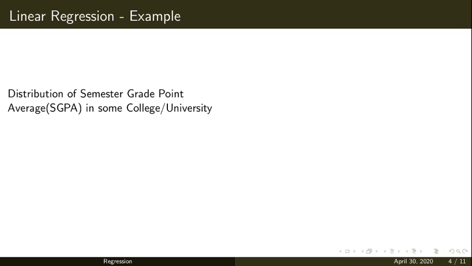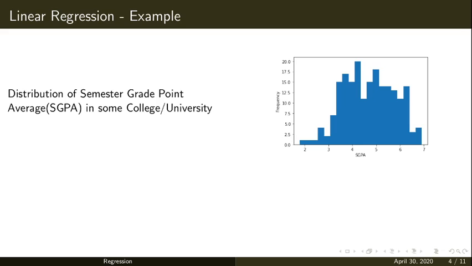Let's take an example first. Let's say at some college or university, they have collected the semester grade point average, SGPAs, of all the students of some particular course, and they have plotted a histogram of this. In the x-axis the SGPA of students, in the y-axis its frequency, so you will get something like this.